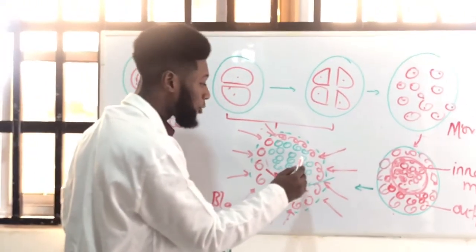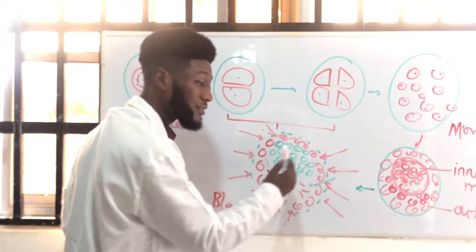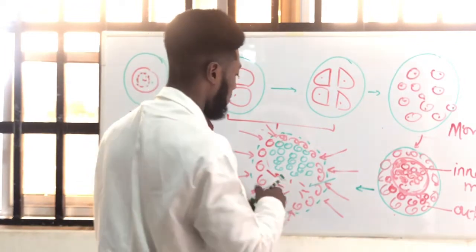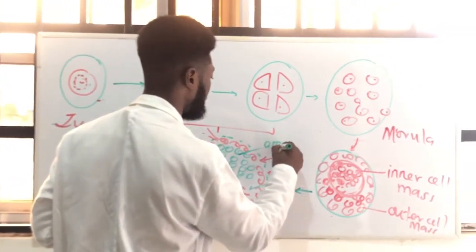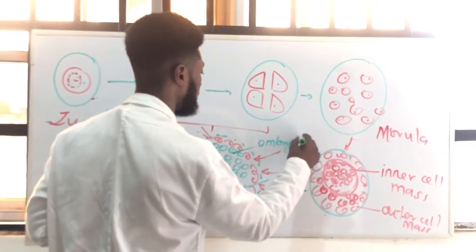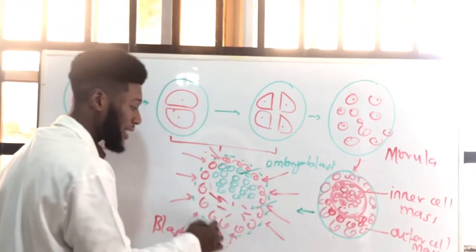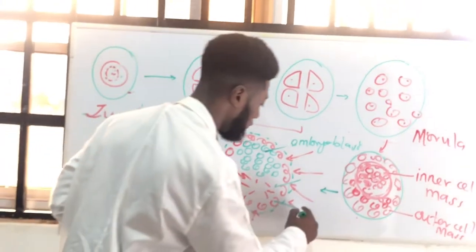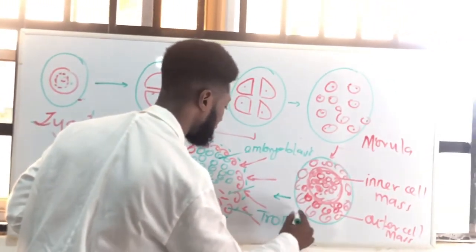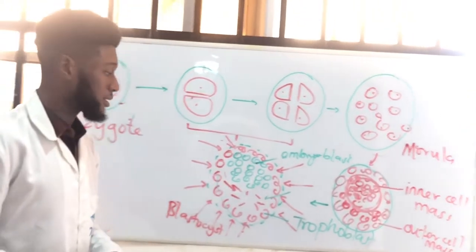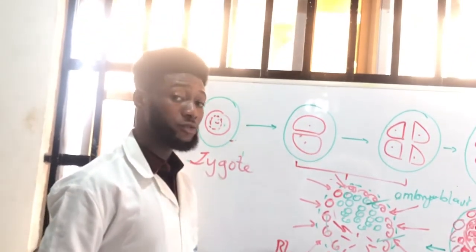And I'll call this mass of cells here the embryoblast. The outer cell mass, I call the trophoblast. And that is the blastocyst.